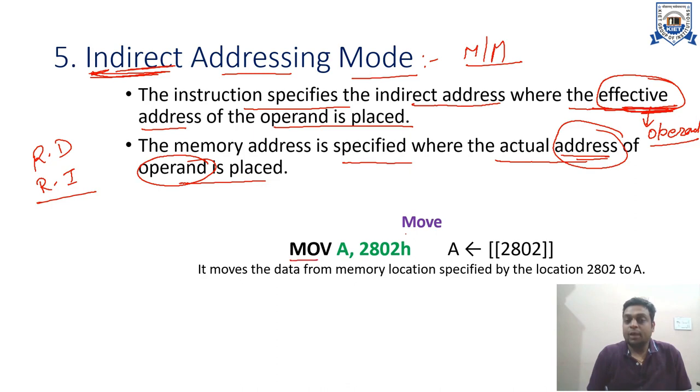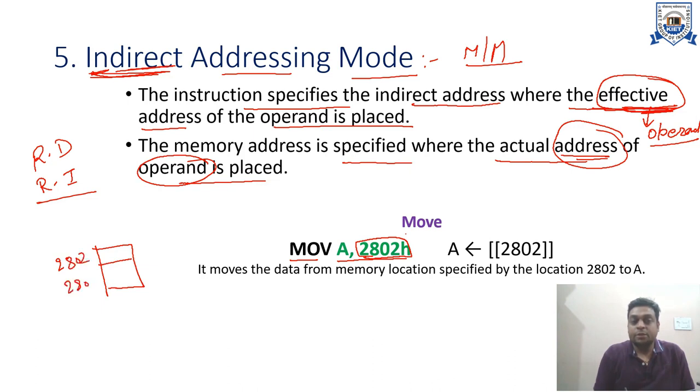Example, move A, 2802H. Now in this case, 2802H is the address on which the address of the operand is there. For example, like this is a location 2802, 2803.